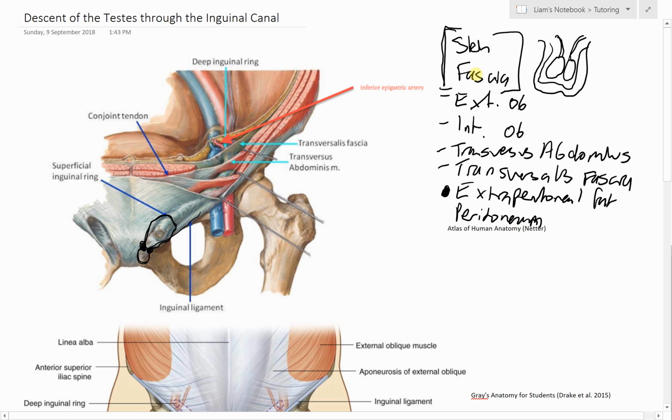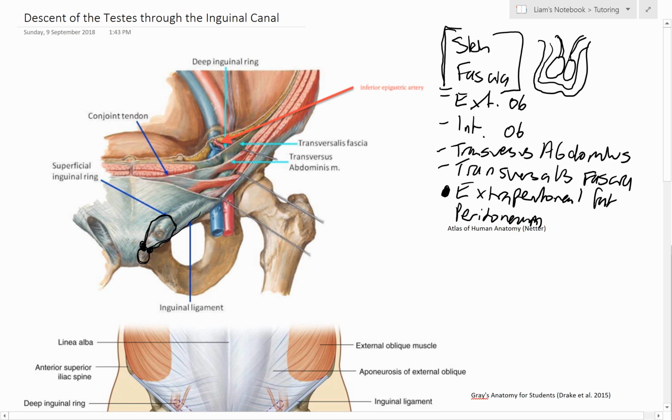So they don't need to pass those, otherwise your testes would literally just be exposed outside of the body, which is not great. But they do need to pass these muscles and the fascia here. And so that's why the inguinal canal is important. It provides this little tunnel through which it can penetrate those layers of muscle to reach the scrotum out here. All right? Cool. So they develop up in that posterior wall and they start descending down.